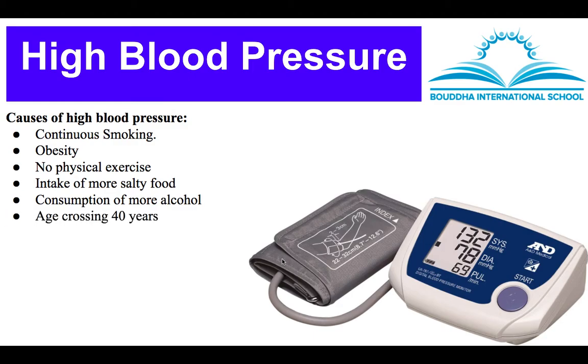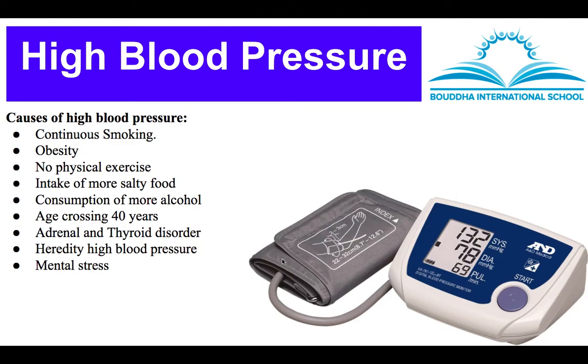After crossing 40 years of age, some people may have high blood pressure. When the adrenal gland and thyroid gland have a disorder, meaning they do not produce hormones properly, blood pressure can also be high. In some cases, it is hereditary also. If parents have high blood pressure, then their offspring may also have high blood pressure. And mental stress can also cause high blood pressure. If you have stress, that can also cause it.